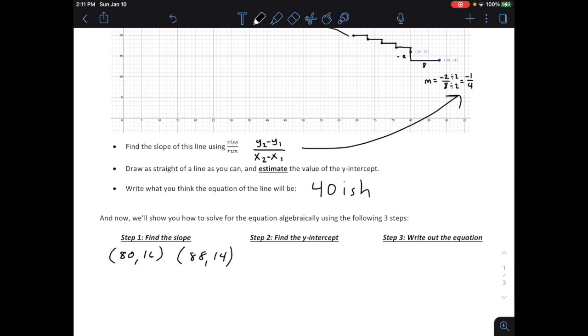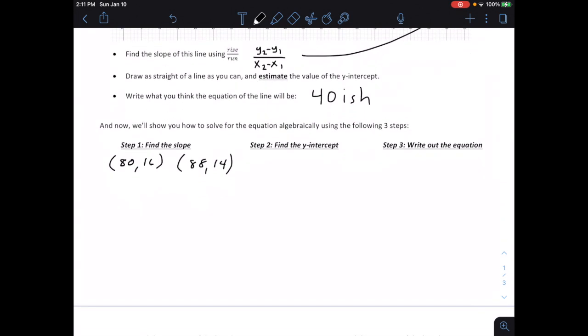All right. So that's all the information I need, and I'm going to be able to find the equation of this line. First things first, find the slope. We're going to use that y2 minus y1 over x2 minus x1 to find the slope. So we have x1, y1, x2, y2.